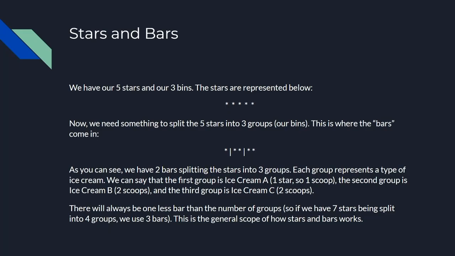There will always be 1 less bar than the number of groups. So if we have 7 stars being split into 4 groups, we will use 3 bars. Hopefully that makes sense. You need n groups, so you divide with n minus 1 bars, because you can have n minus 1 groups before each of those bars, and then 1 group after. So this is generally how stars and bars works.